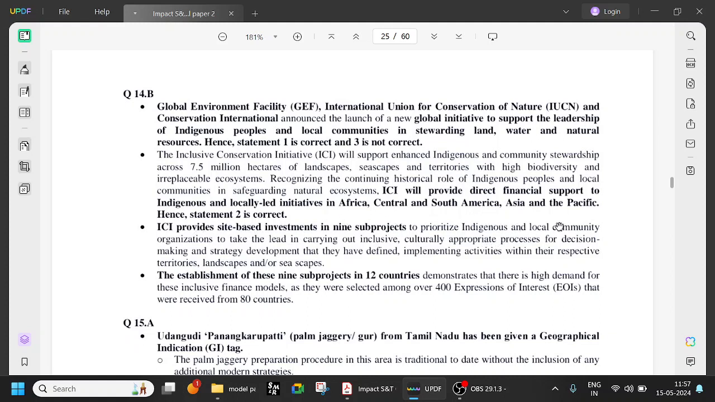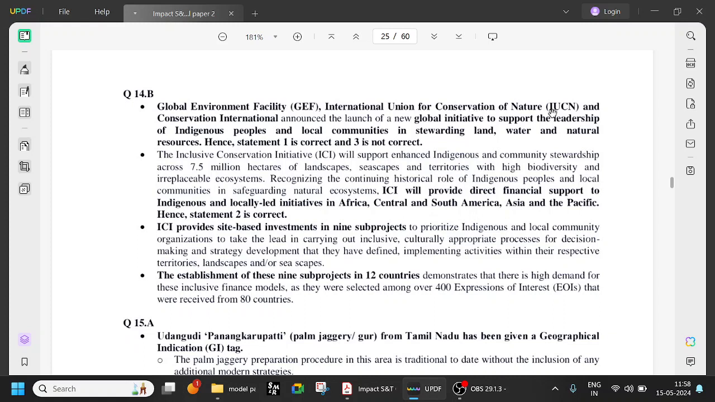Basically, it prioritizes indigenous and local communities taking the lead in carrying out inclusive, culturally appropriate work, with indigenous people trying to protect their land and resources. The establishment of these 9 sub-projects in 12 countries demonstrates there is high demand for these models. So you have to remember this ICI, the Inclusive Conservation Initiative. This initiative has been launched by IUCN and GEF, the Global Environment Facility. Already we have seen it's a funding mechanism, and IUCN is a very important player in the conservation of nature.